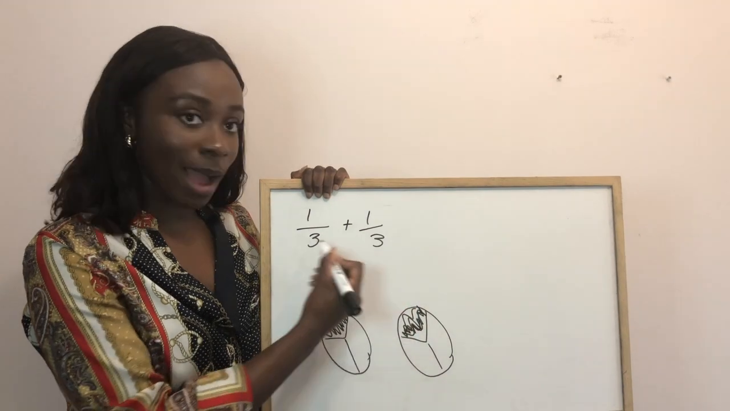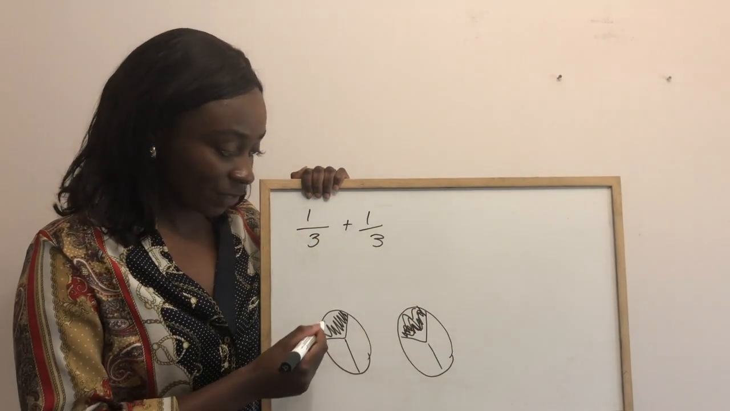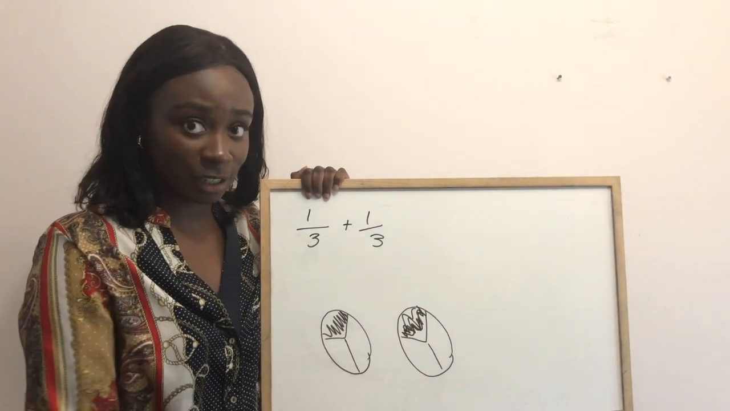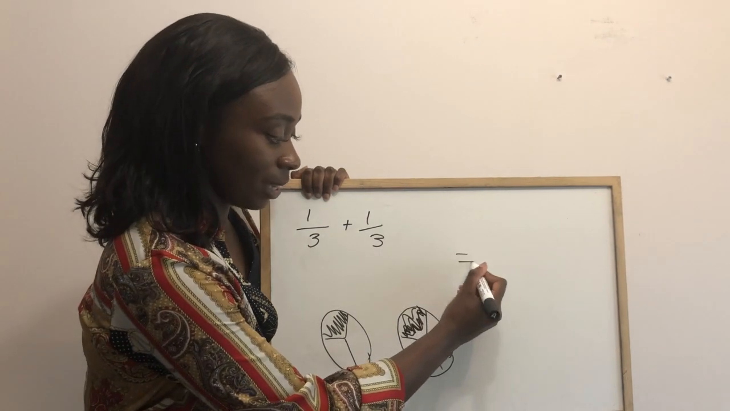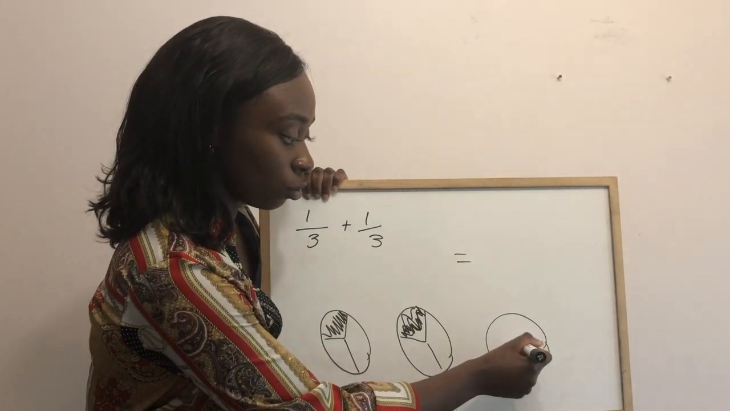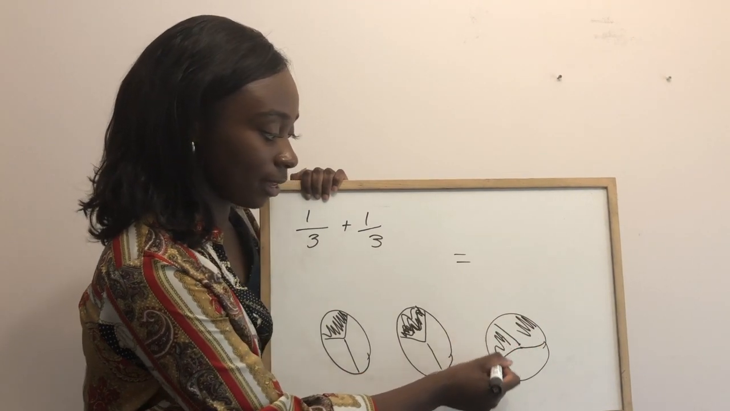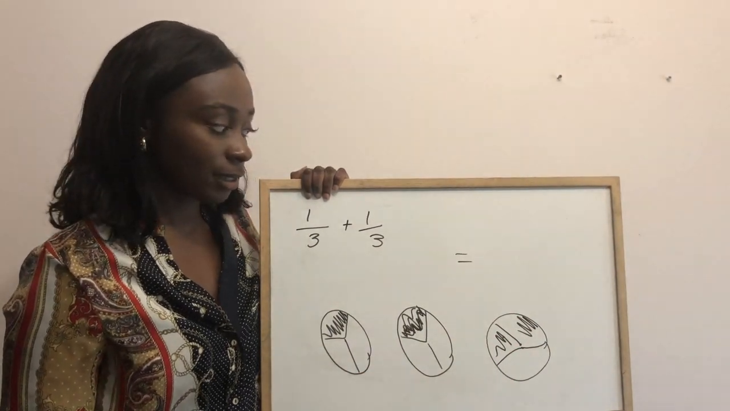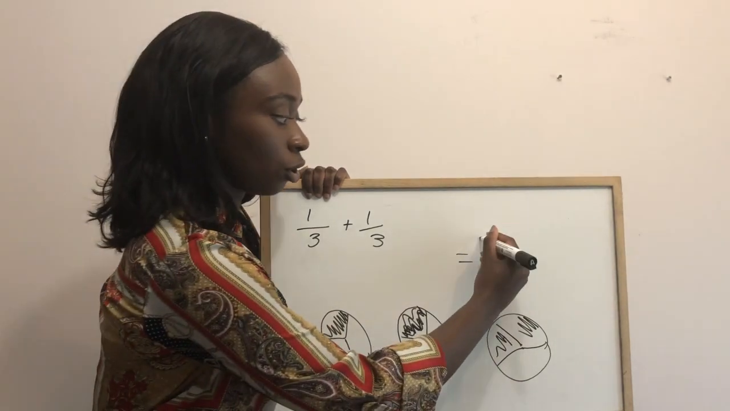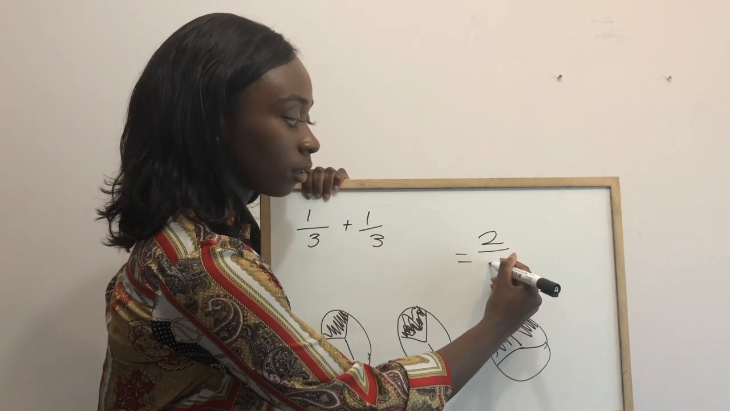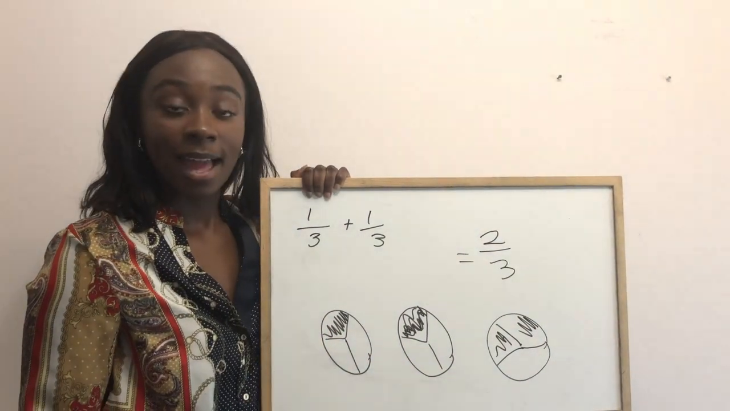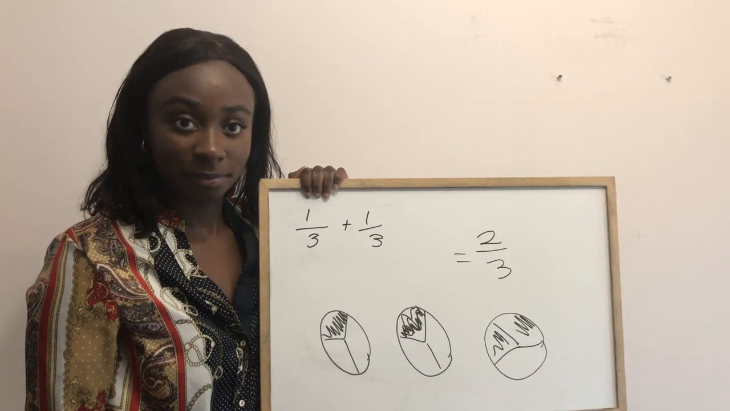So if you add these two together, you have this section of the pie and this section of the pie. And this means that you have 2 segments of the pie. So you've got this and this. So what does that equal, from the last example? We know that it's 2 over 3. And that would be the answer for this one.